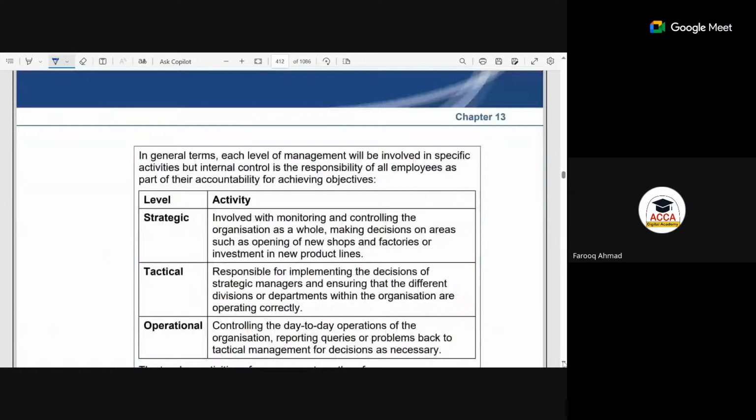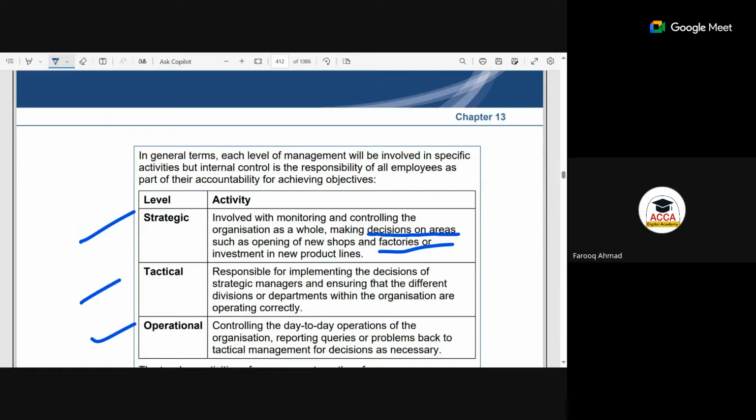Strategic level, tactical level, and operational level. You remember this area is very commonly tested in the exam. They ask you that the strategic level is involved with monitoring and controlling the organization as a whole, making decisions on areas such as opening new shops and factories.